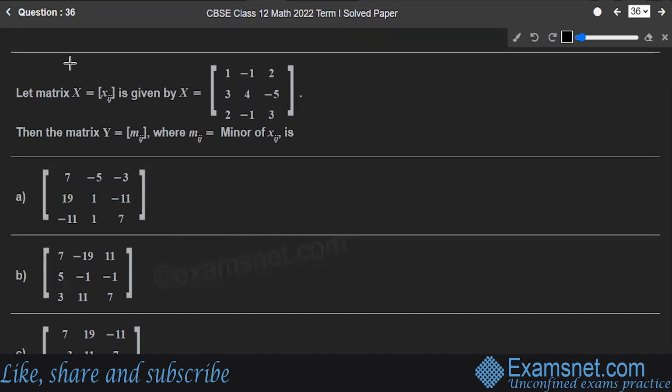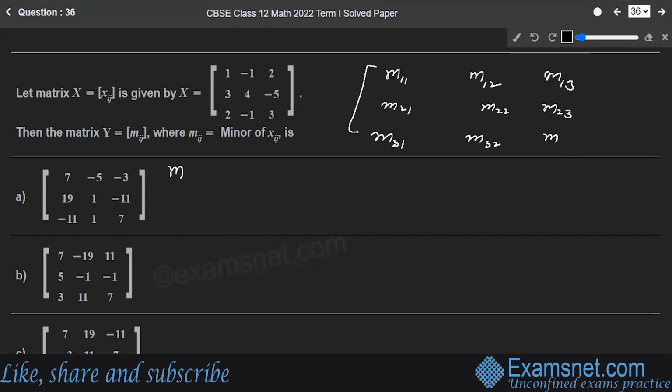Question number 36. Let the matrix X be given by Xij. It's given by this. Then the matrix Y, Mij, where Mij is the minor of Xij. Okay, to understand this, first of all, what is the Mij? See, Mij will be M11, 12, 13, 21, 22, 23, 31, 32, and 33. Okay, so let's find out the M11.